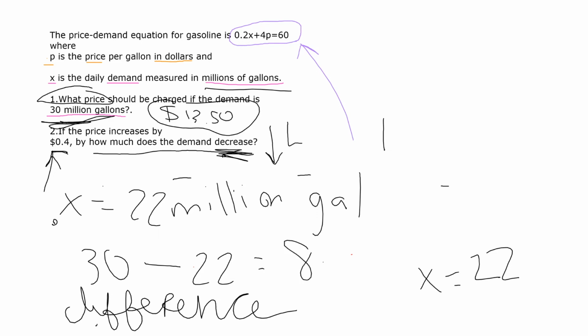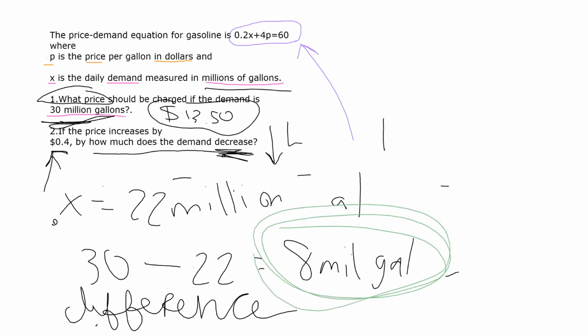30 minus 22 is 8 million gallons. This is my final answer, my friends. The demand decreased by 8 million gallons. Bada bing, bada boom, we're done.